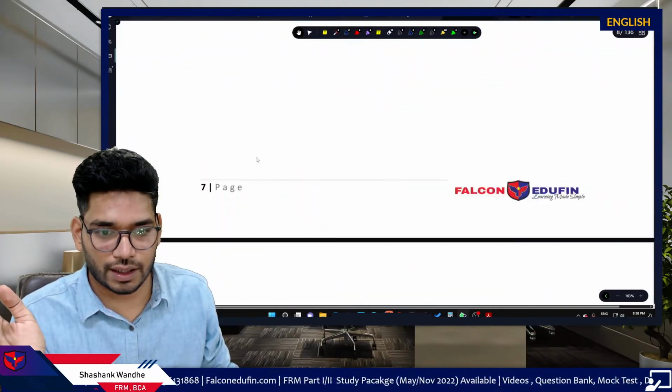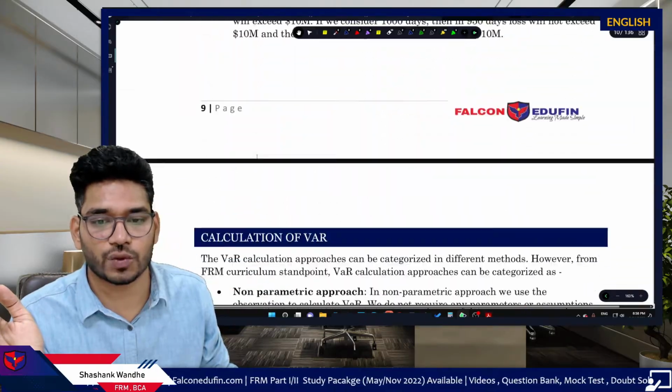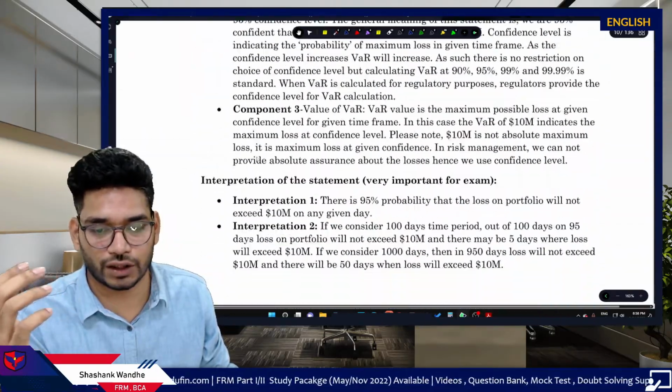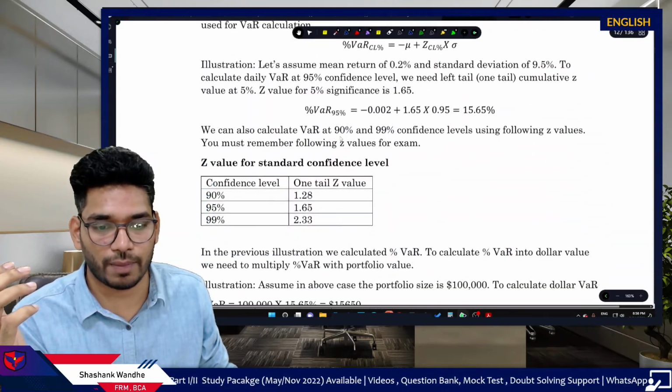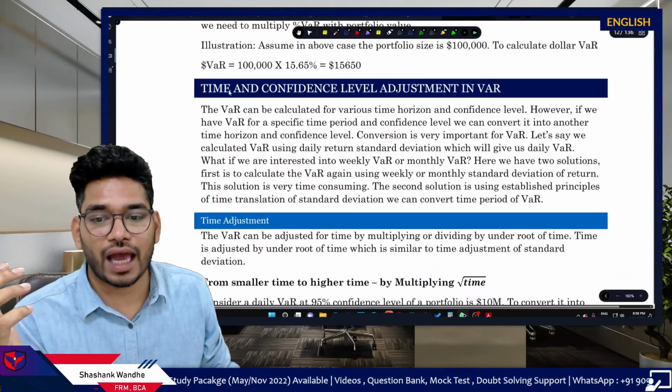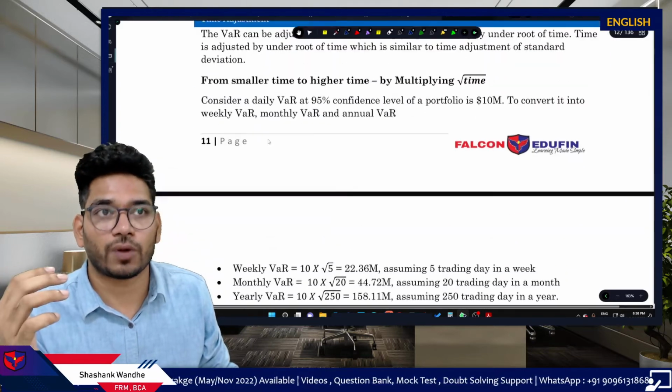So see, this is our first reading, and the first reading starts with the introduction and calculation of value at risk: the non-parametric approach, how it works, the parametric approach, how it works. Then time and confidence interval adjustment. This is specifically provided in this calculation.